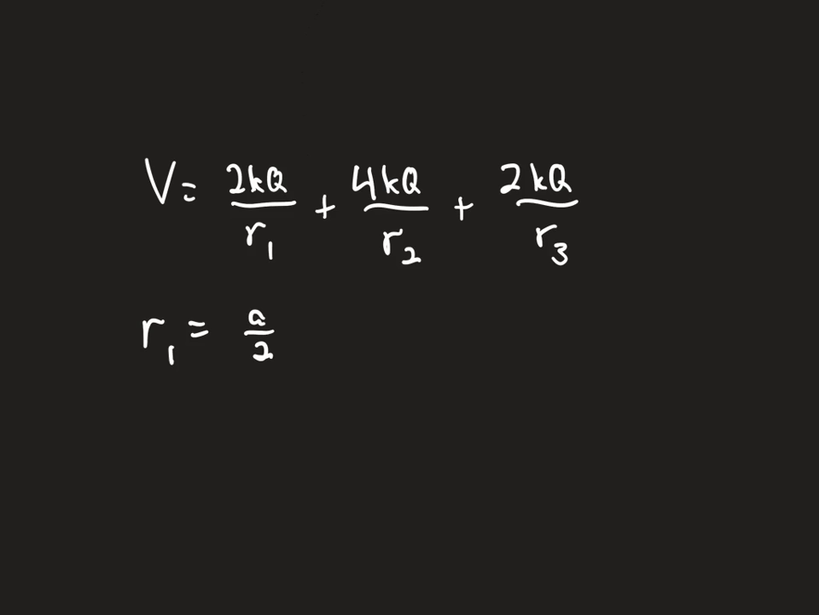Okay, how about R2? From the bottom up to the top and then over, so that I'm getting this hypotenuse. Up, over, that's the hypotenuse. So how far is it from the bottom up to the top? That distance is A. So R2 is the square root of A squared plus, how far from the corner to the middle? That's A over 2 squared. And I take the square root.